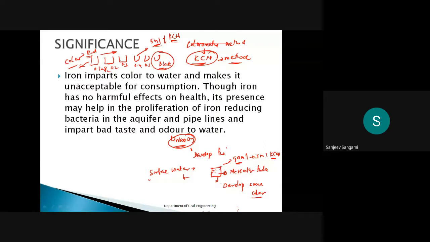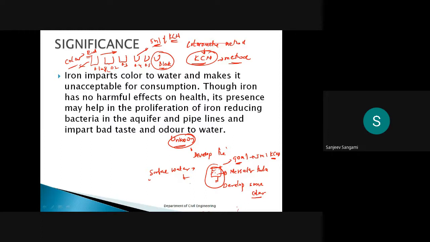Then what you have to do is, once this unknown sample develops color, you have to compare it with all these standards: 0.1, 0.2, 0.3. So which color is it matching? Either it is matching with 0.2 milligram per liter, or 0.3 milligram per liter, or 0.4 milligram per liter, or 0.5 milligram per liter. So you have to check that.